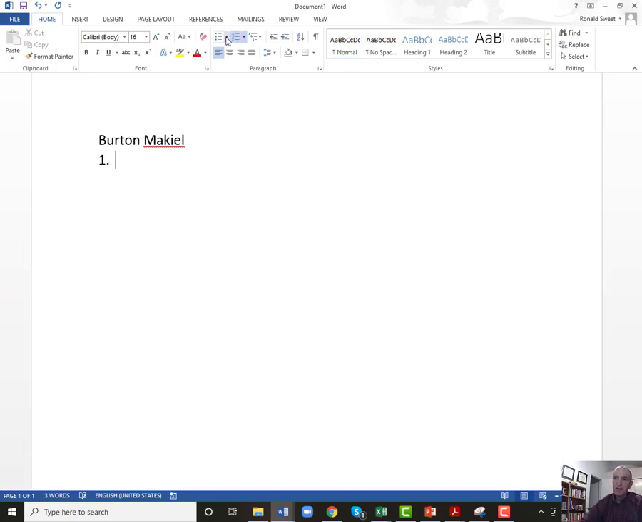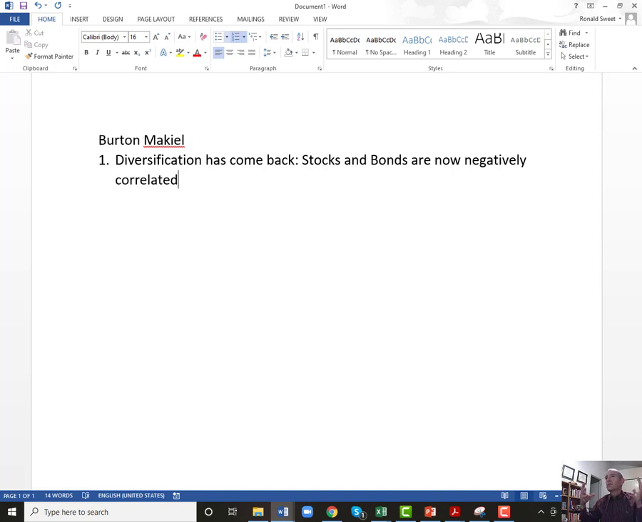The first, he says, is diversification has come back. Stocks and bonds are now negatively correlated. And he showed you a chart. He's doing this as of 2010. He says the last few years we've seen stocks and bonds go negatively correlated.